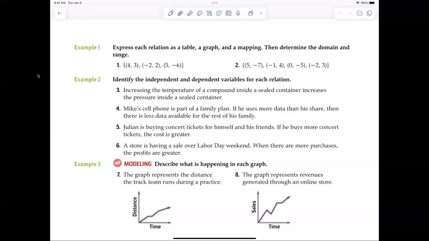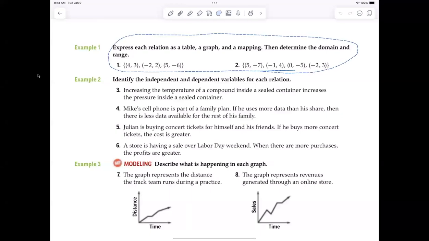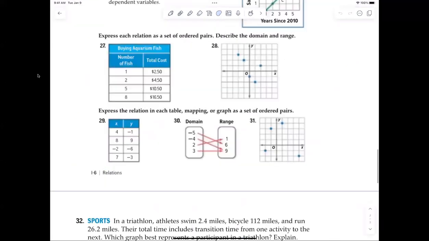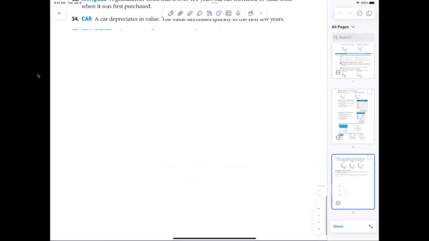Okay, so for today, like I was saying, we're going to express each relation as a table, a graph, and a mapping, then determine the domain and the range. So what I'd like to do is I'm just going to grab this piece right here because I don't have enough room to write. I'm going to copy it, and then I'm going to go down to the bottom here, and we're going to paste it, and then we will go forward.